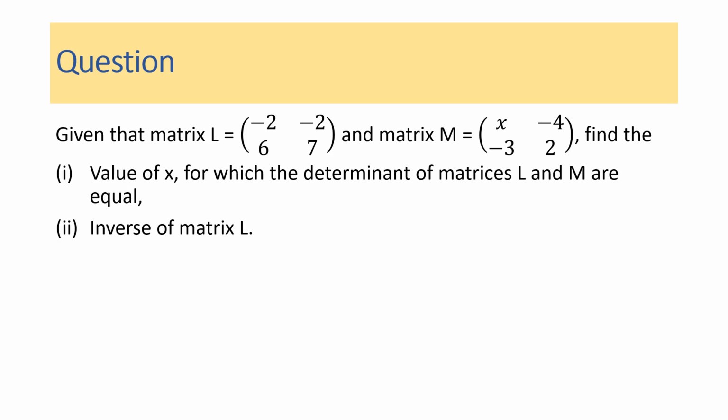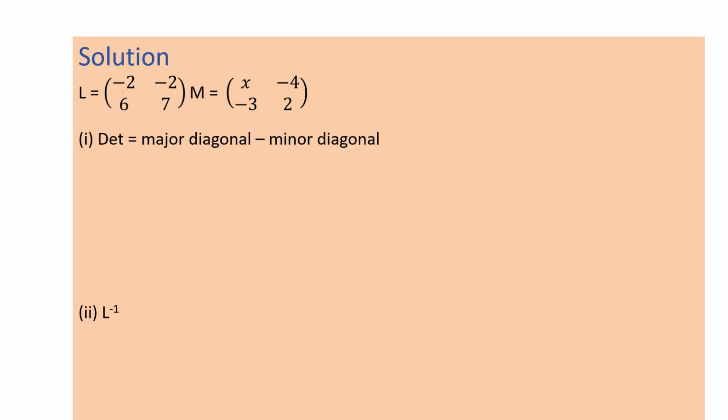Then find the inverse of matrix L. So we're going to look at how we can solve in this scenario where we are given that for the two matrices the determinant is equal and you have to solve for x. Let's now look at the solution.